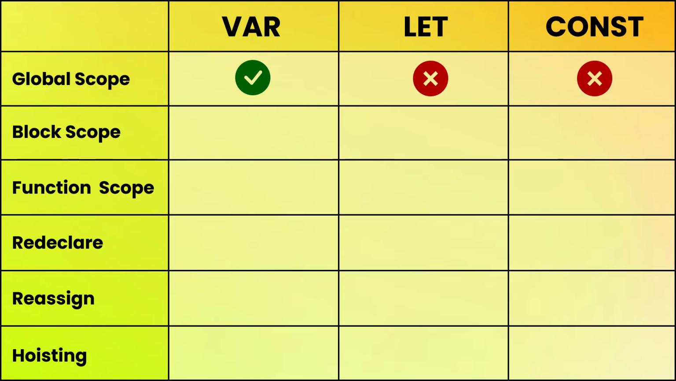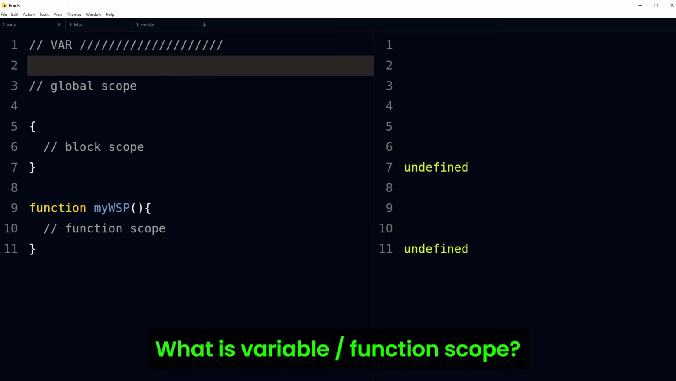So the first one is global scope. A variable declared with var is stored in global scope. let and const are not stored in global scope. They have local scope, or block scope, or function scope. Scope in JavaScript is a region where a variable can exist and be recognized by the JavaScript program.